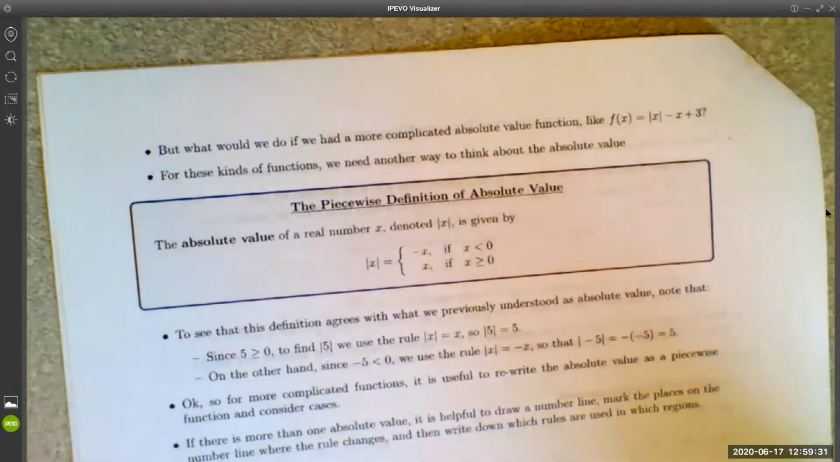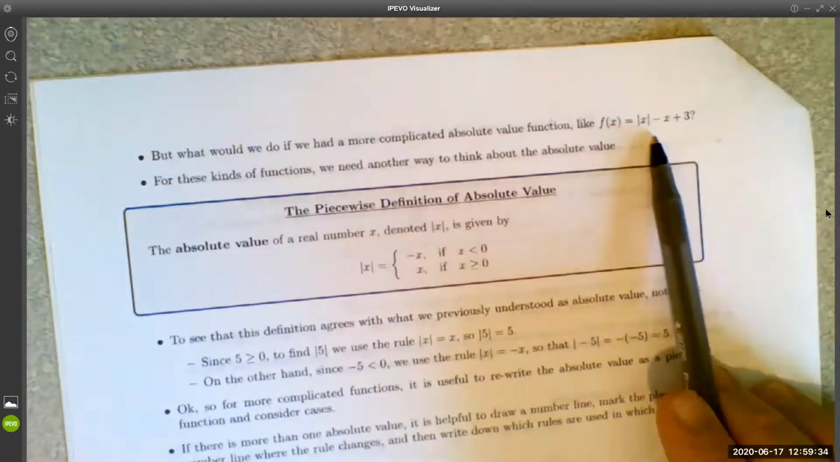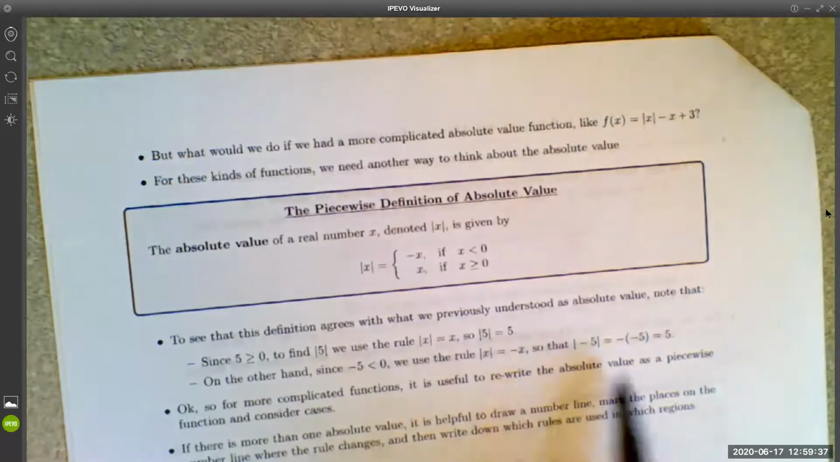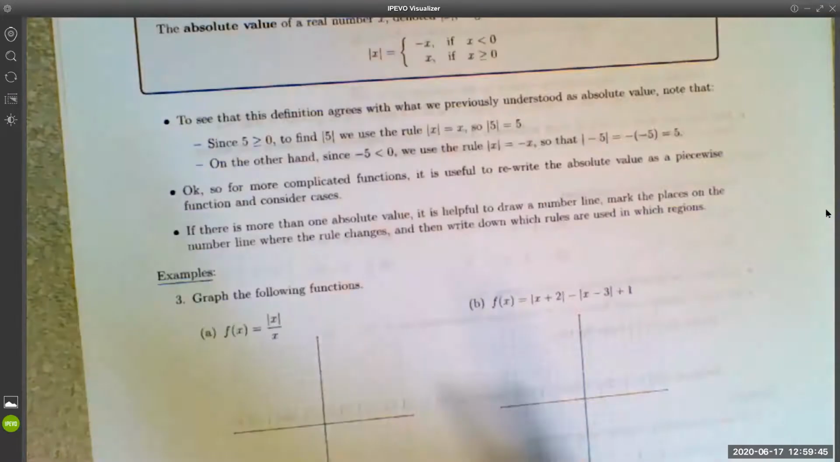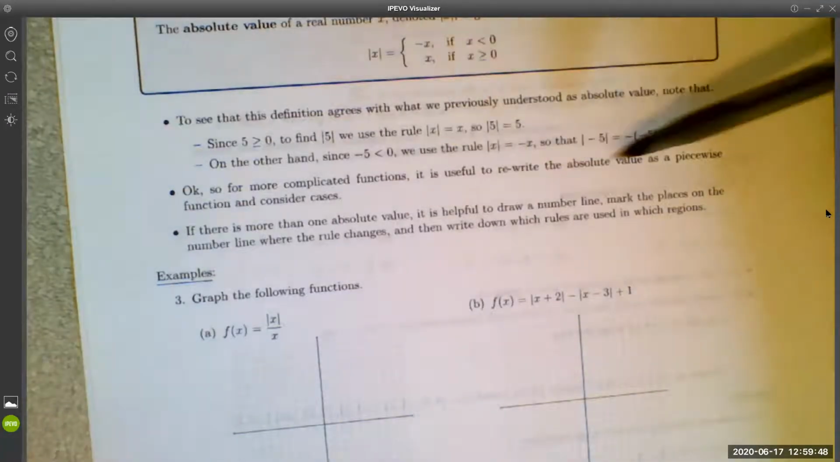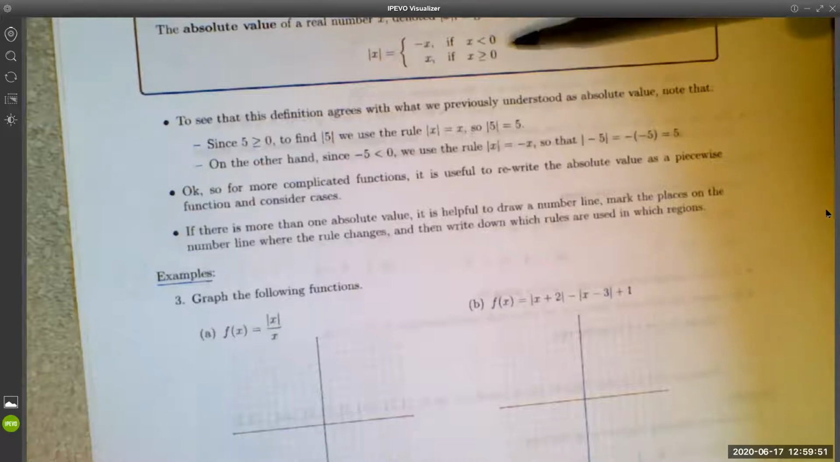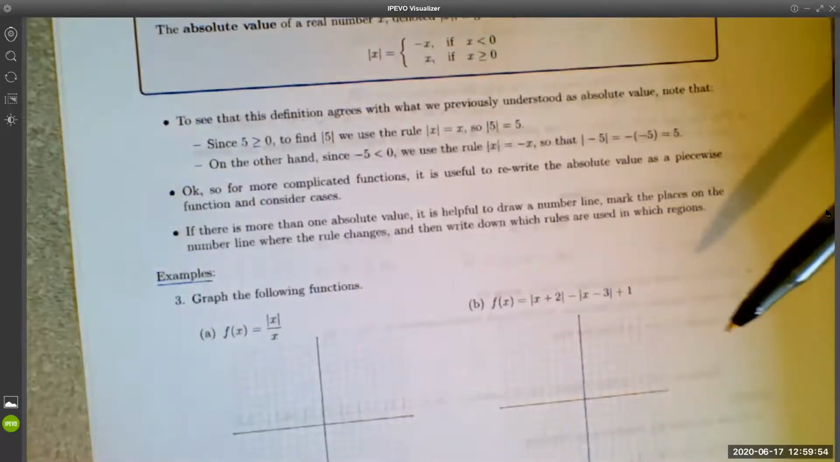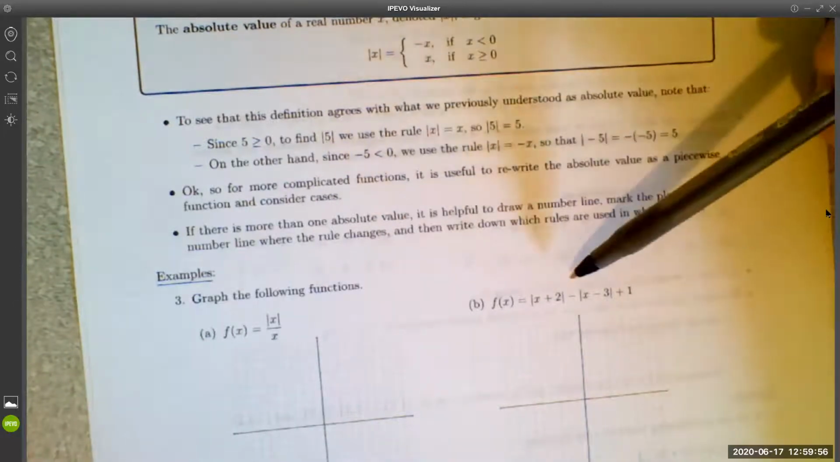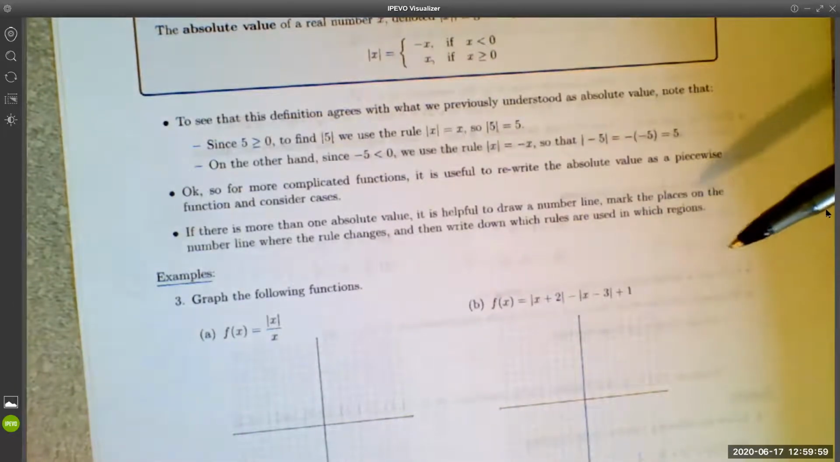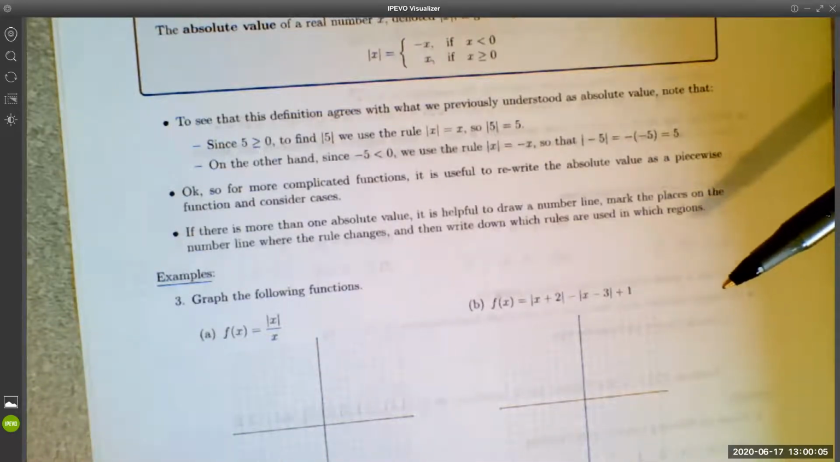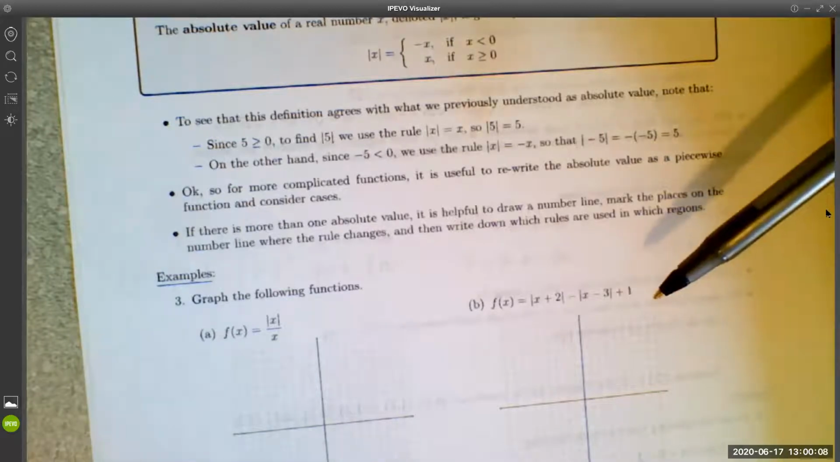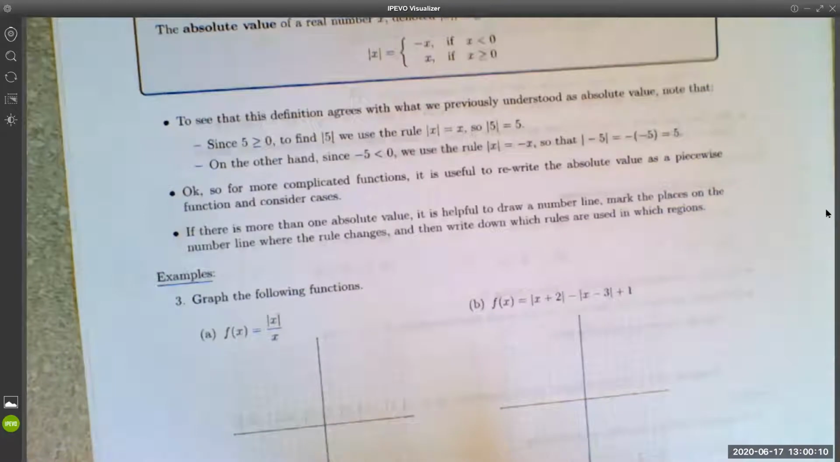So when we're dealing with more complicated functions like this, it's useful to rewrite them in terms of this piecewise definition, and that goes for whether we're graphing them or solving equations. If there's more than one absolute value, like in part B, then it's pretty helpful to draw a number line and mark the places where the rule changes, and then write a new piecewise function based off of that. So let me give you a couple examples, because I know that this is kind of a strange concept at first.